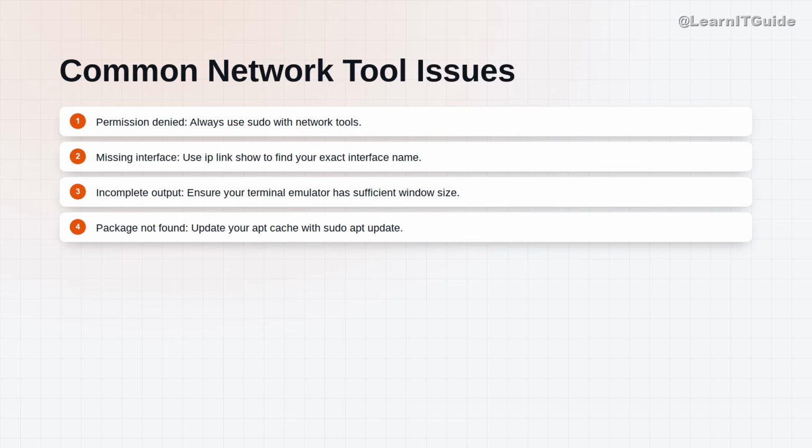Additionally, if the terminal window is too small, tools like iptraf-ng might hide columns or crash. Finally, if apt cannot find the package, always run the update command first. These tools are standard, but they are not always pre-installed. Take a moment to review each point shown on screen.